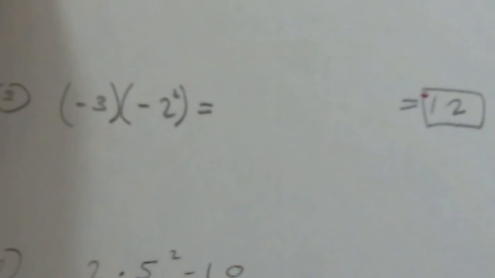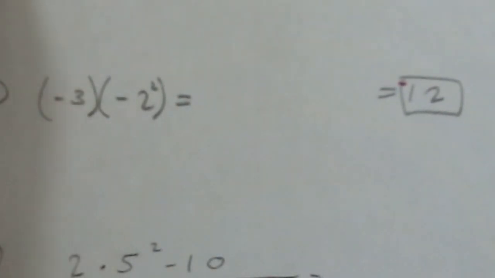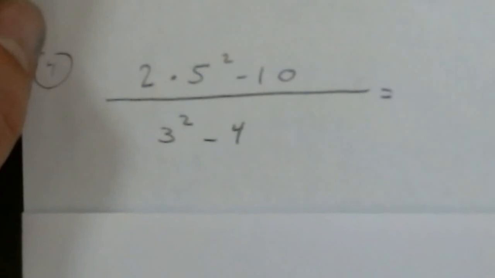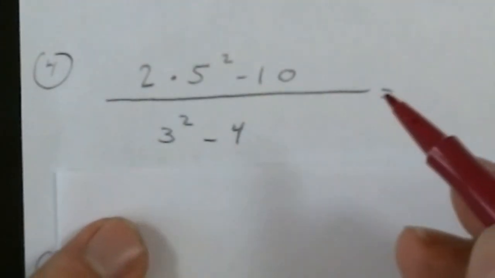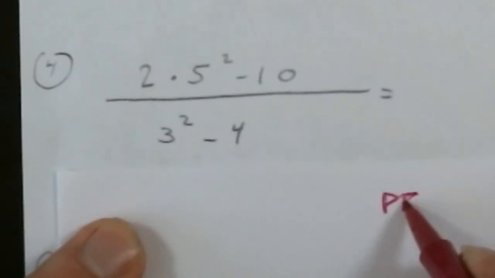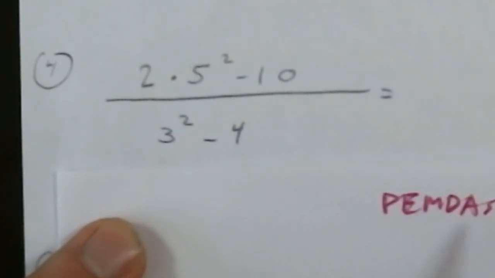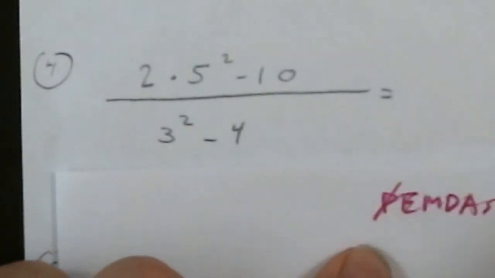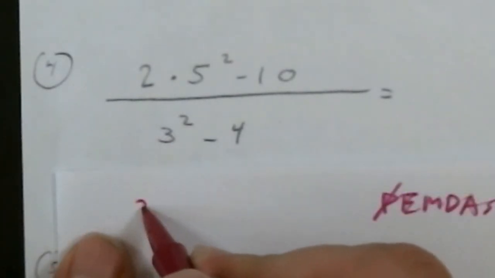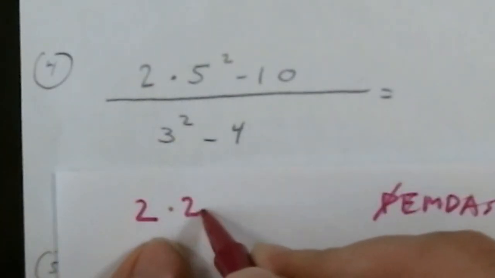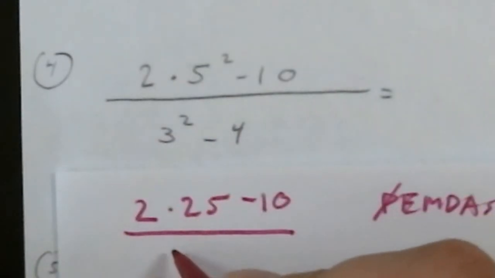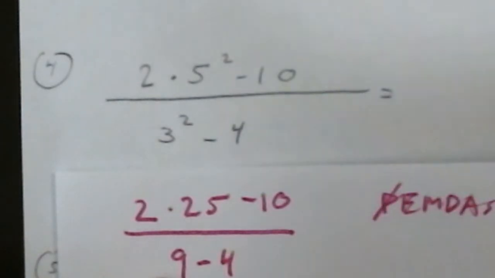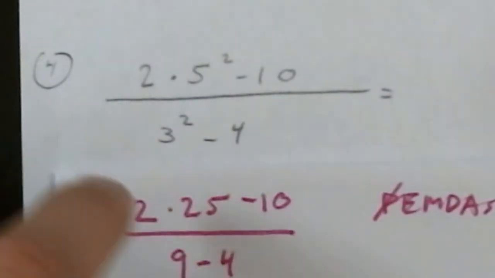A little bit more complicated, but not too bad. Looks like this. So, here we go. PEMDAS. Is there any parentheses? First, no parentheses. Is there any exponents? Yes, there is. So you're going to go 2 times 25 minus 10 divided by 9 minus 4. All I did is do the exponents. Okay.